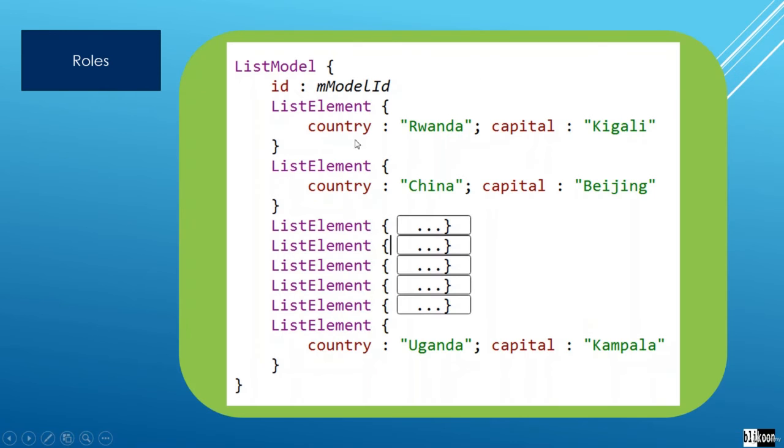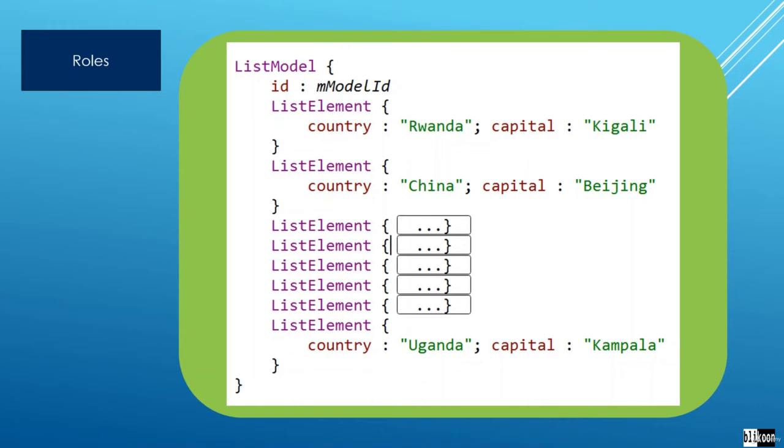In QML terminology, these attributes are called roles. So we have two roles in our list model here. We have a country role and we have a capital role, and we give values to these roles. These roles can be named to be anything really, but you need to remember the name you gave them here because you're going to use them to refer to this piece of data in your delegates, as we're about to see.